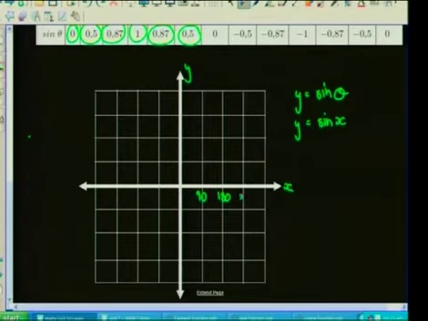180 and 270 and 360. Okay, so those are my points over there.